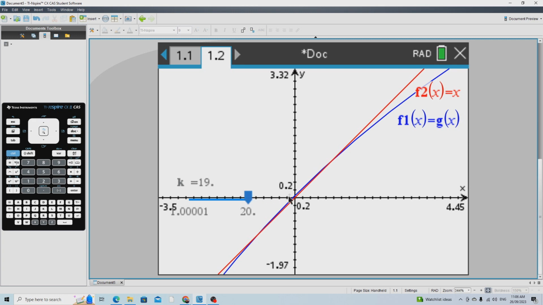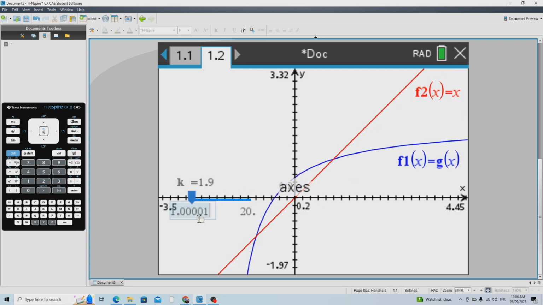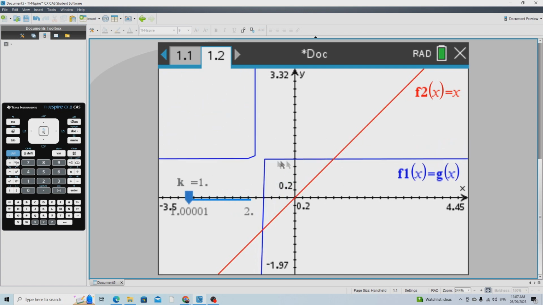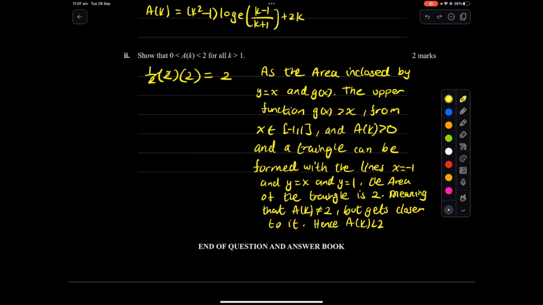And a triangle can also be formed with the lines x equals -1. If we decrease this, it's becoming a right angled triangle, as we can see. So with x equals -1, y equals 1, and y equals x, we've written that the area of the triangle is 2, meaning that A of k can never equal 2 but gets closer to it. Hence, A of k must be less than 2. Okay, I think that's a reasonable explanation.